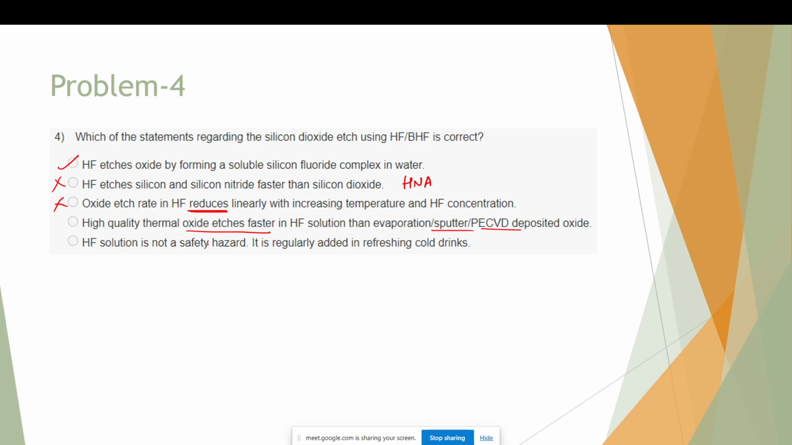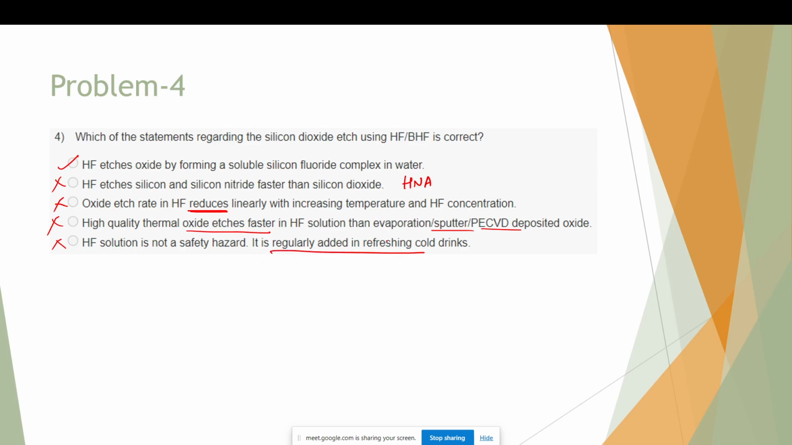HF solution is not a safety hazard, so this is definitely not true. HF is a very dangerous solution. Even though it's a weak acid, it can penetrate skin and damage tissues. It's also difficult to identify because it's transparent and you don't feel the pain right away. If it's very dilute, it's difficult to feel the pain when the exposure happens. It takes some time.